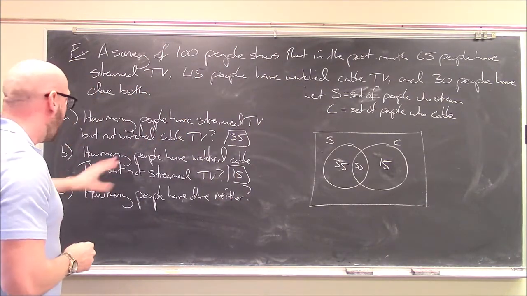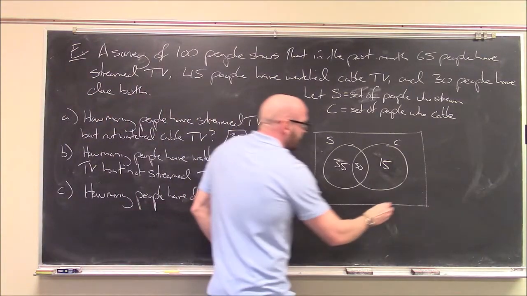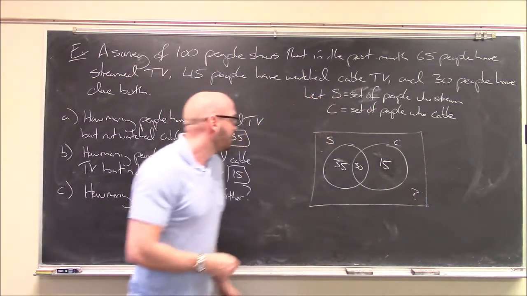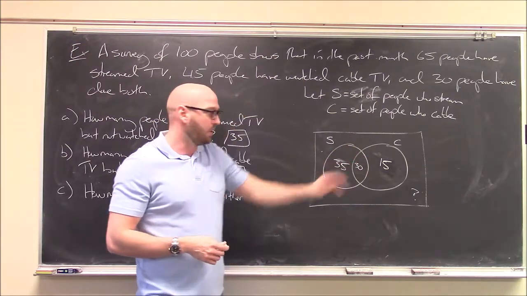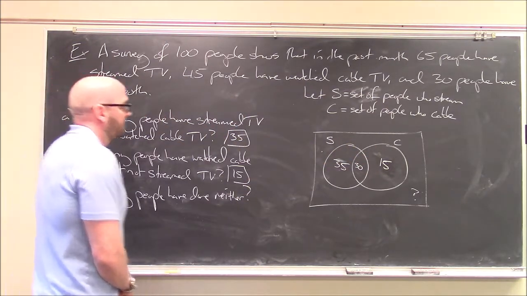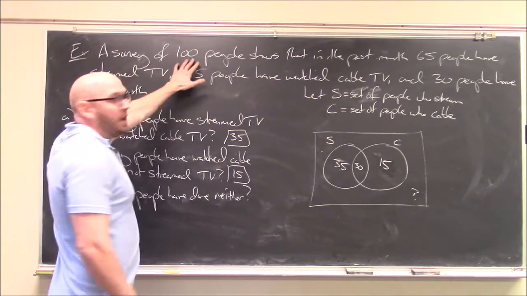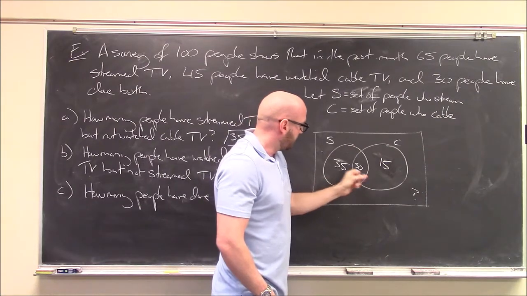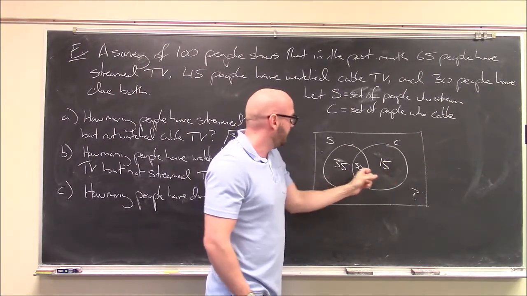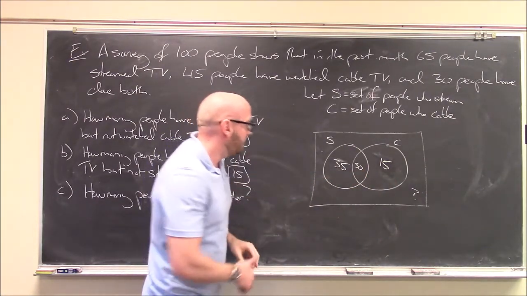And last but not least, how many people have done neither? So that's asking how many people are out here in the universe that aren't already accounted for in one of these sets. How many people don't stream or watch cable TV? Well, we surveyed 100 people total, so our universe consists of 100 people, and we've already accounted for 35 plus 15 is 50, plus 30 is 80 people.